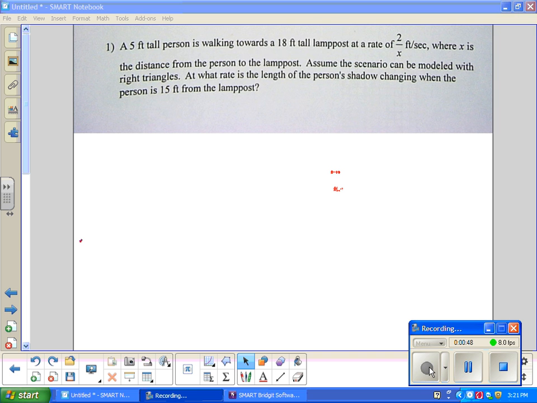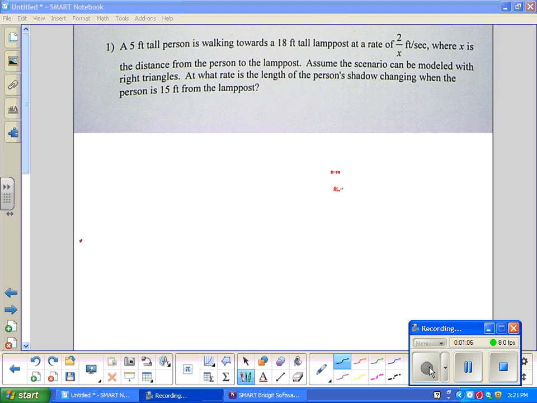Assume the scenario can be modeled with right triangles, again because the person and the lamppost are at 90 degrees to the flat world. At what rate? Okay, there's the related rate. At what rate is the length of the person's shadow changing when the person's 15 feet from the lamppost?